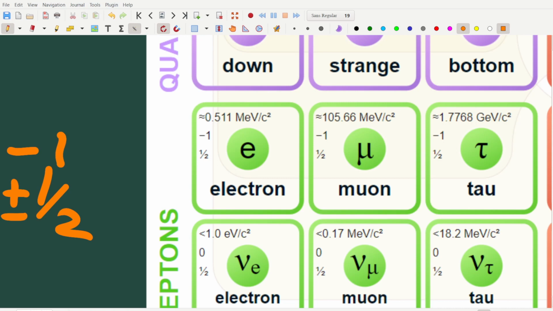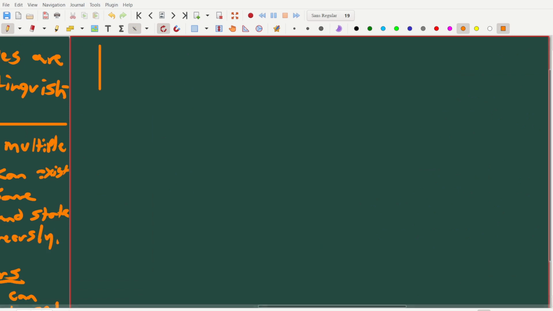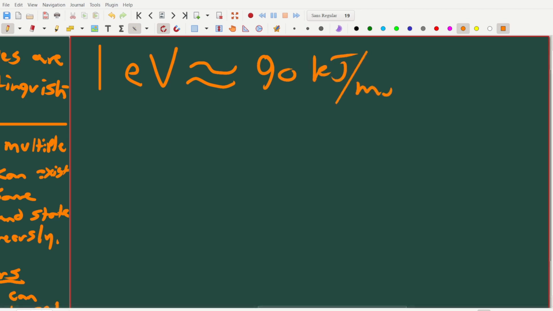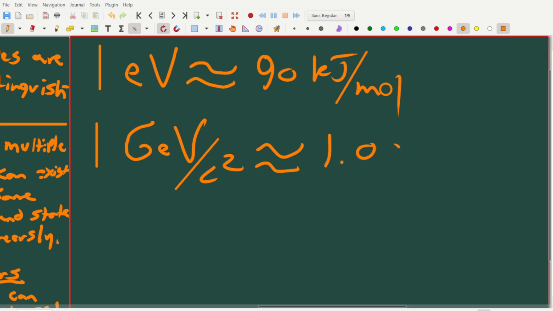I'll write this on the board. Actually, I'll put it on the screen. Just a sec. I'll give you a conversion factor. So let me just add a new page here real quick, and we'll come back. 1 electron volt, we'll see this unit again, is about 90 kilojoules per mole. And 1 giga electron volt per c squared is about the size of a hydrogen atom. Okay, 1 AMU.